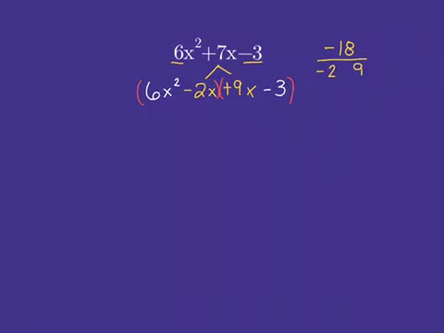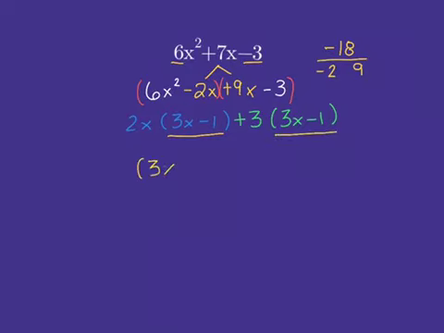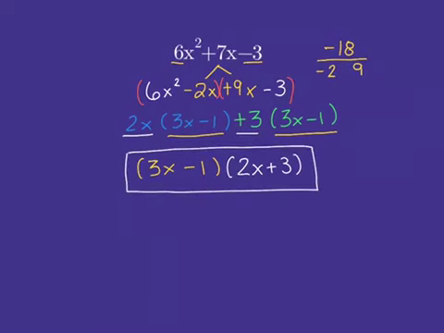Out of the first group, we can factor out a 2x, which leaves us with 3x minus 1. Out of the second group, we can factor out a positive 3, so we'll put plus 3. That leaves us with 3x minus 1. Again, the parentheses are exactly the same, so we can factor out the 3x minus 1. And once we factor that out, it leaves us with this 2x and this plus 3, and that's what makes up our second binomial. So this factors into 3x minus 1 times 2x plus 3.